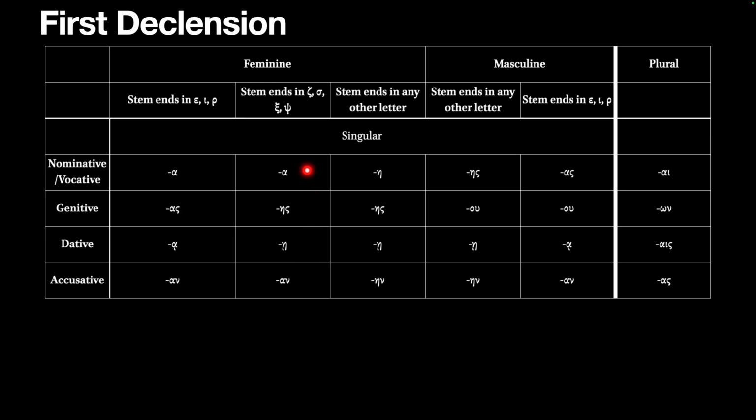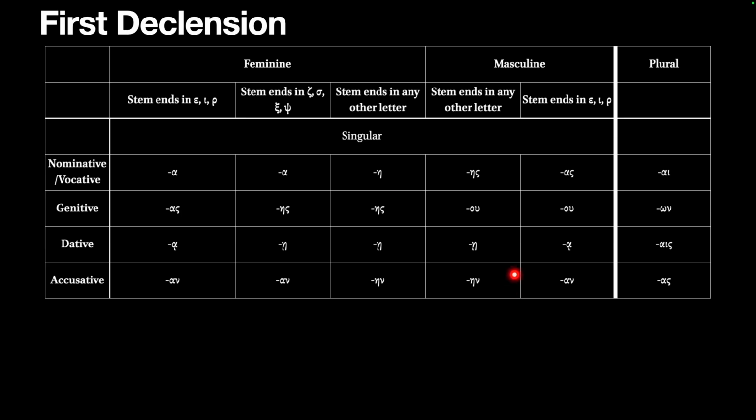These are what are called the sort of mixed first declension. This is called the pure alpha first declension. This is called the pure eta first declension. So stems ending in any other letter besides these ones are going to use this pure eta ending.